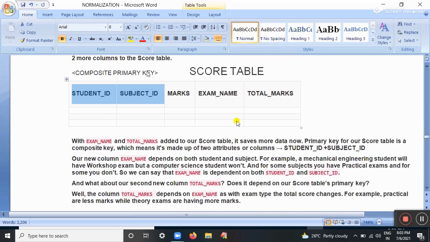But come to total marks. Now tell me, guys, total marks is a non-primary key column. Is total marks depending on student, subject, marks, or examination name? What is your guess, guys? Is total marks depending on the marks column or the examination name column?